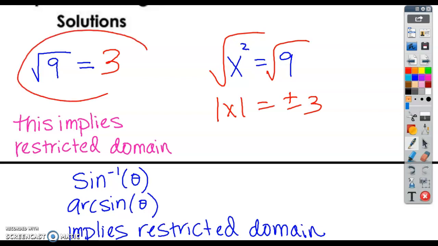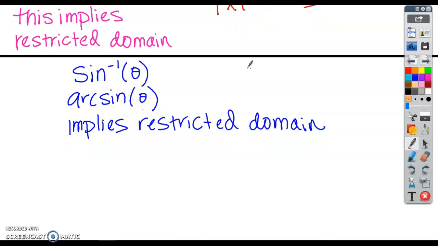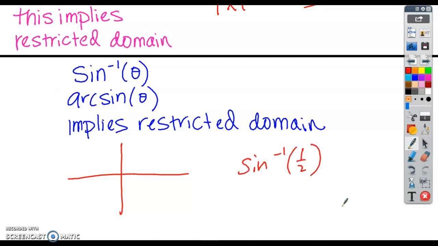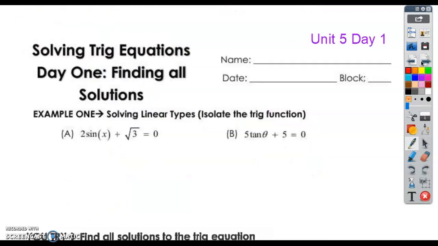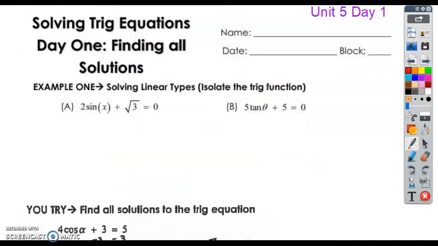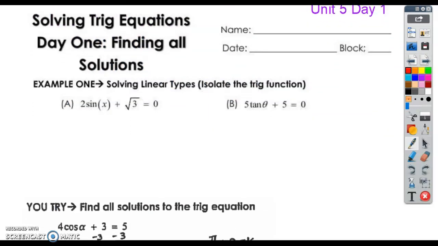It's because this implies that we have a restricted domain, as well as the inverse functions that we did in our previous chapter. We did a lot of talking about that, where if you're trying to find the inverse sine of, for example, 1/2, y is positive in the first quadrant and second quadrant. However, when we restrict the domain, we know that there's only one solution. So now today we're going to be solving trig equations where we don't have a restricted domain.